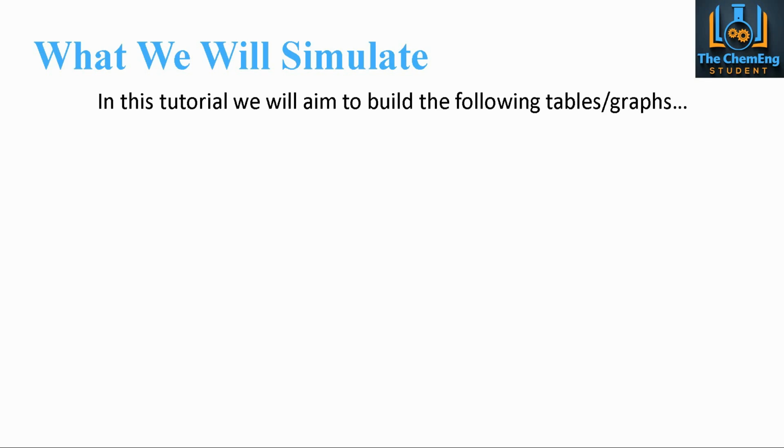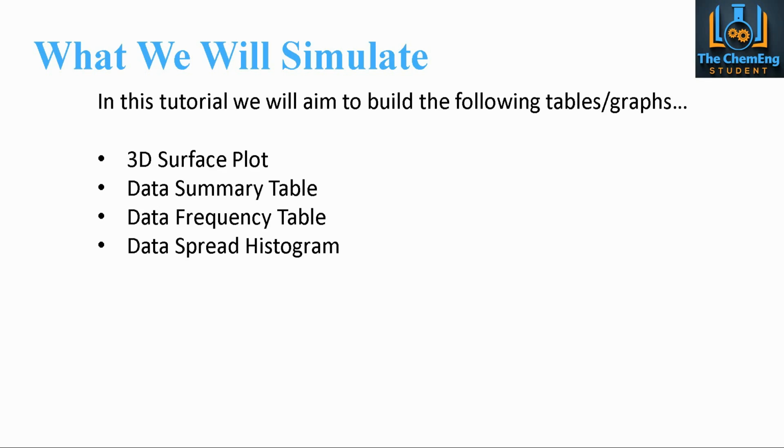So just a quick overview as to what we're actually going to simulate. We're going to simulate and create 4 different elements. We're going to create a 3D surface plot using 3-dimensional coordinate systems. We will have a data summary table which will highlight the minimum, the maximum, the average and also the standard deviation. We will then create what's known as a frequency table, which will then allow us to create a data spread histogram.